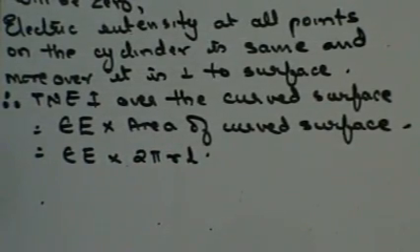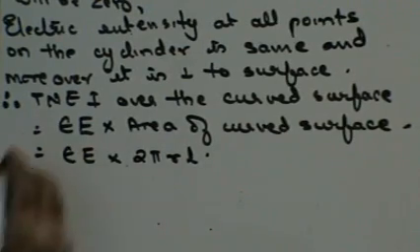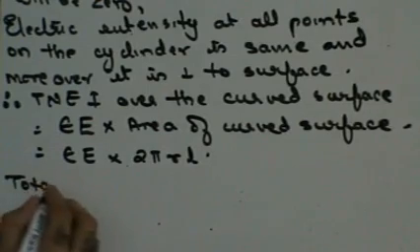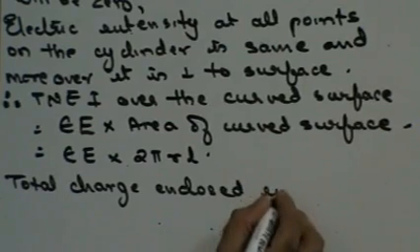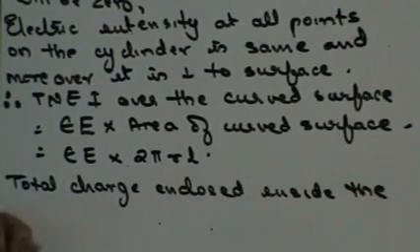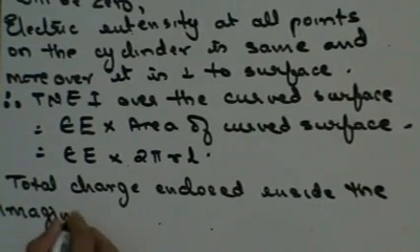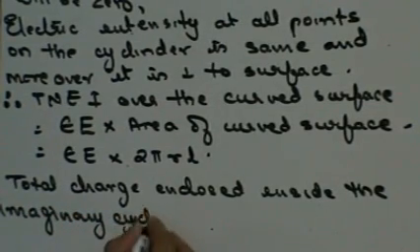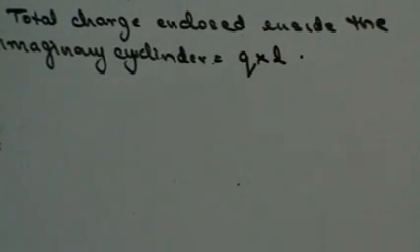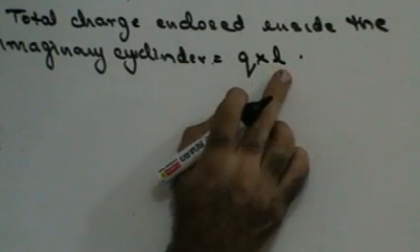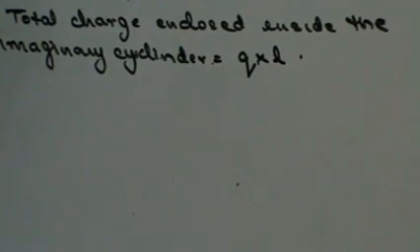Now, what is the total charge that is enclosed inside the imaginary cylinder? We have said that the charge per unit length is Q and the total length of this cylinder we have assumed as L. So the total charge enclosed in the Gaussian surface is going to be QL.